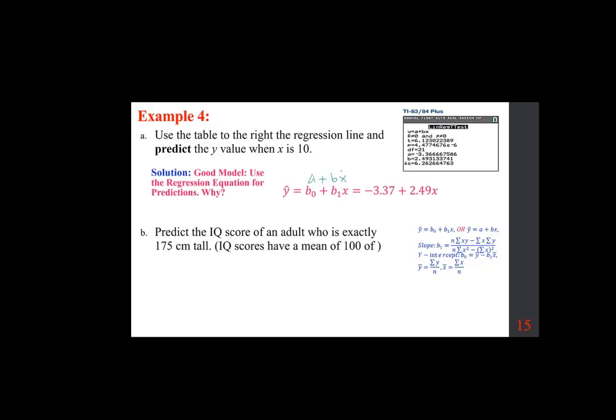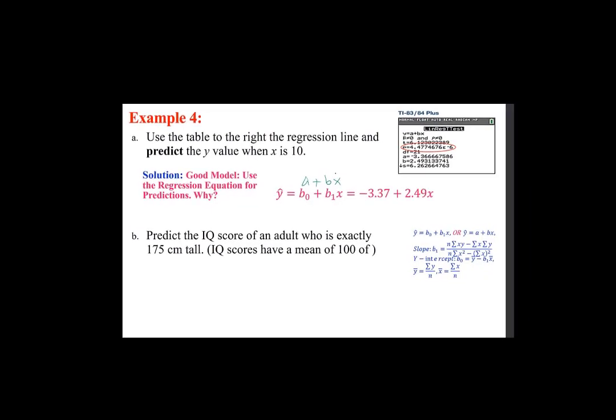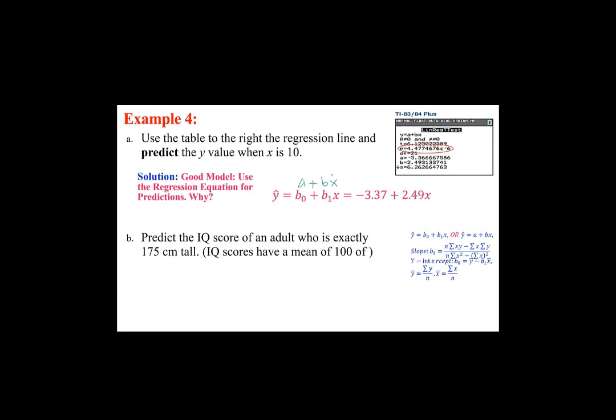This is a good model. We can use the regression equation for prediction. Why is this a good model? When we look at the p-value, the p-value is 4.477 times 10 to the power of minus 6. That is very close to 0.